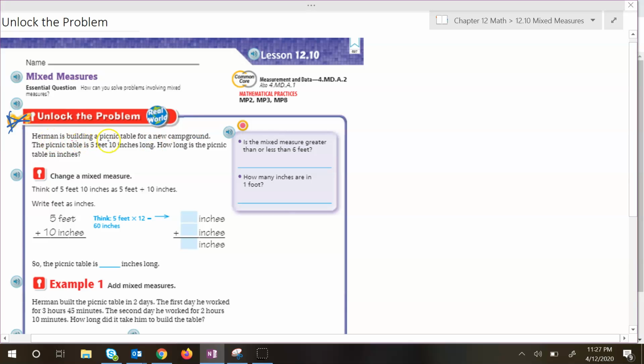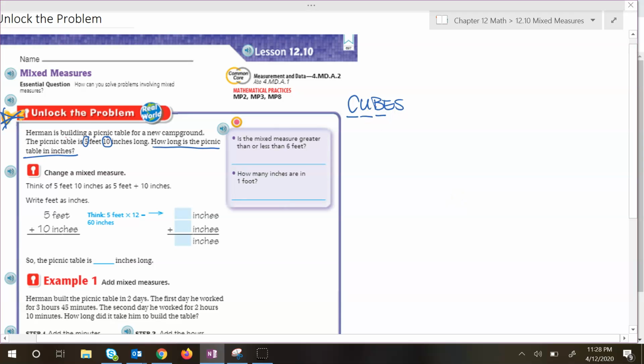Herman is building a picnic table for a new campground. The picnic table is 5 feet 10 inches long. How long is the picnic table in inches? Now remember, if we're going to use the CUBES method, we want to circle the numbers. We want to underline the question, which is how long is the picnic table in inches.